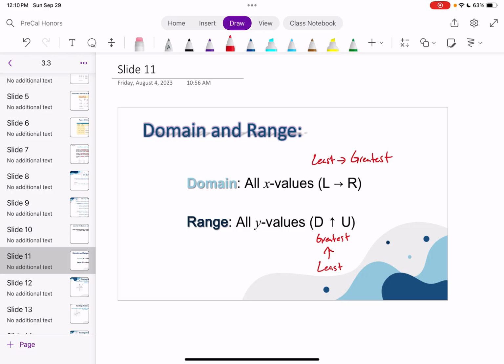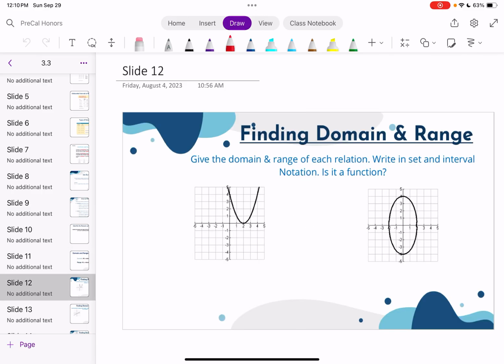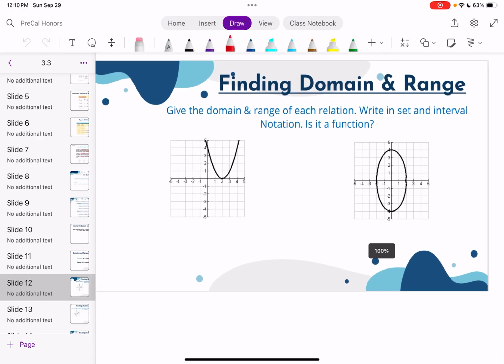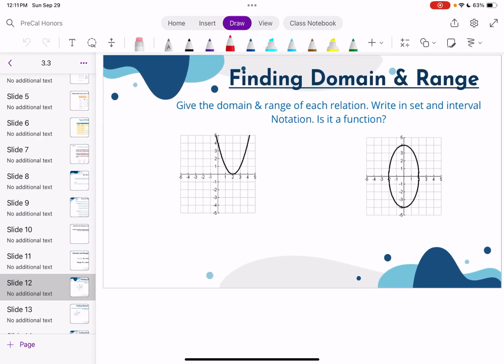Let's go ahead and take a look at slide 12. So in slide 12, we have two graphs that are being given to us. In these two graphs, we have various scenarios that are going on. So we're first going to begin with understanding and making it clear that our domain is equal to our x value and our range is equal to our y value. So let's start off with our domain.